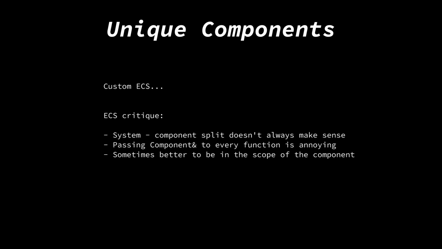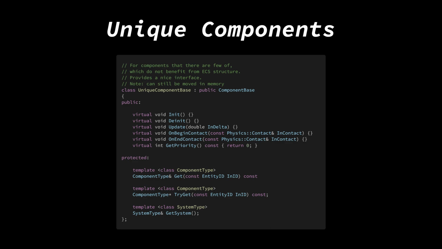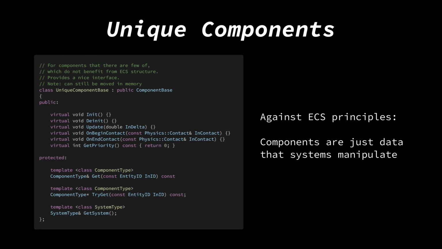Therefore, I made a new base component class called unique component. This class has the same functionality you would expect from a system, except in the scope of itself. There is still a system that owns this component type, but it is not exposed to the implementer. This means that I'm going against one of the core principles for the ECS approach, that components are just data that systems manipulate. But it's my code, and I can do whatever I want. Plus, I think that for player components, such as movement, I'm allowed to make some exceptions. Anyways, this is completely optional. The classical system component approach is still there and is going to be used most of the time.